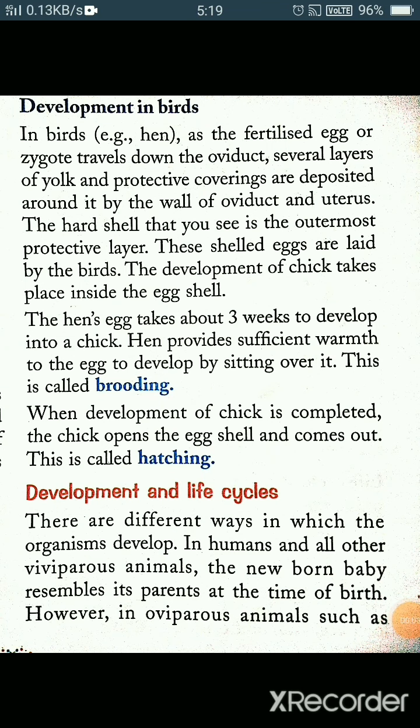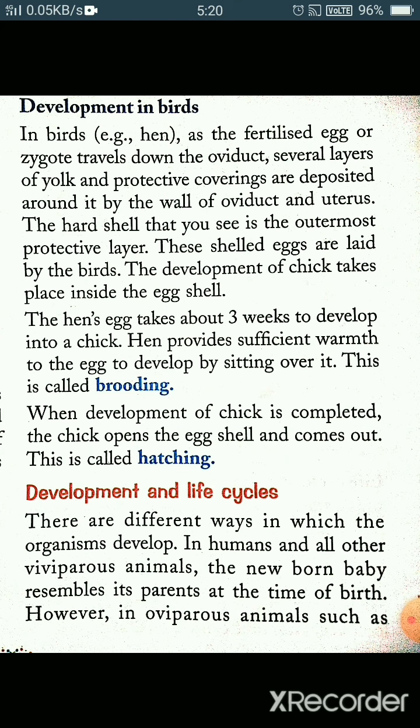I hope you all are well as we are discussing chapter number 9, reproduction. Today we will discuss the development in birds. Birds, for example, like hen, as the fertilized egg or zygote travels down the oviduct, several layers of yolk and protective coverings are deposited around it by the wall of the oviduct. It is just the same as in human beings.